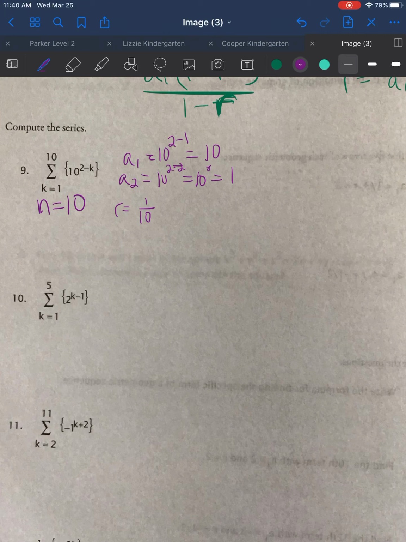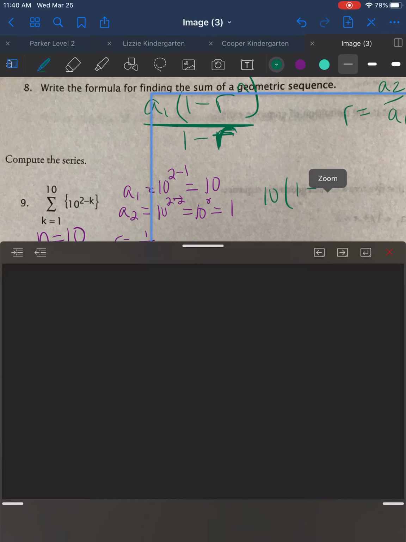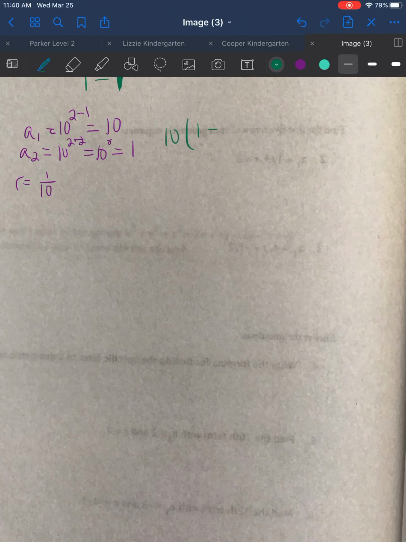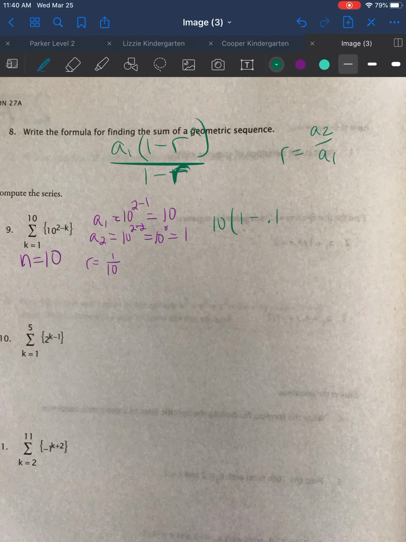You can see how fun this is going to be. So now we have my a1, we have my r, we have my n. We are ready to plug it into our formula. We're going to risk it with green, you guys. So in our formula, we're going to start with 10 times parenthesis 1 minus r, which is 1/10. I'm going to use 0.1 here because 0.1 is an easy decimal to write. It doesn't have any repetition or crazy things going on. To the 10th power, all of that over 1 minus r, which is 1/10, or 0.1.